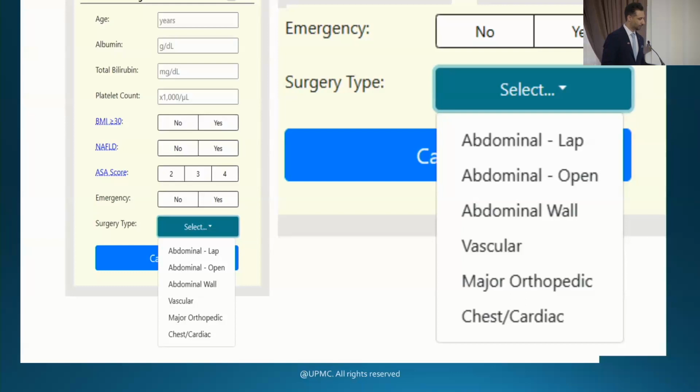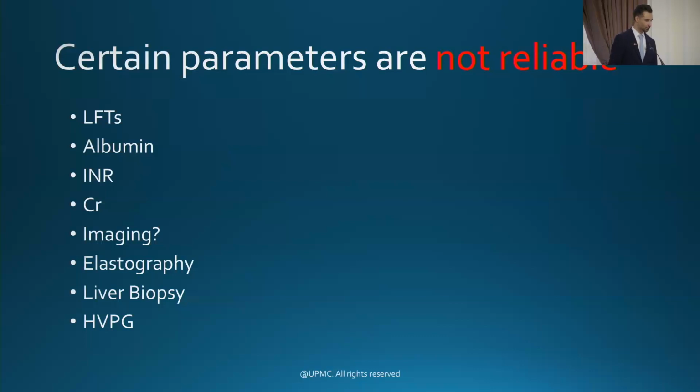The biggest problem with these scores, in my opinion, is that they almost completely ignore portal hypertension. The other reason these scores won't bode well in cardiac and Fontan patients is because many of the parameters are just not reliable in this particular patient population. LFTs can't be used because of congestion. Albumin is depressed in 50% of heart failure patients. INR is influenced by anticoagulation. Many patients are on diuretics, which influence the kidney function. And we touched base on imaging, elastography, liver biopsy, and HVPG, and their reliability.